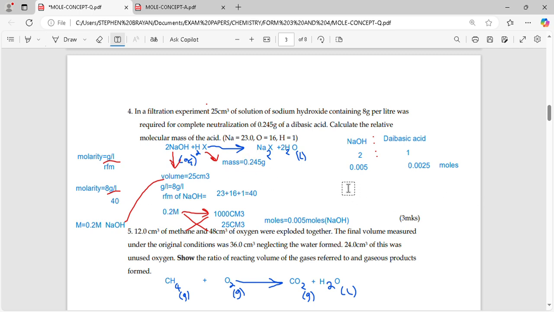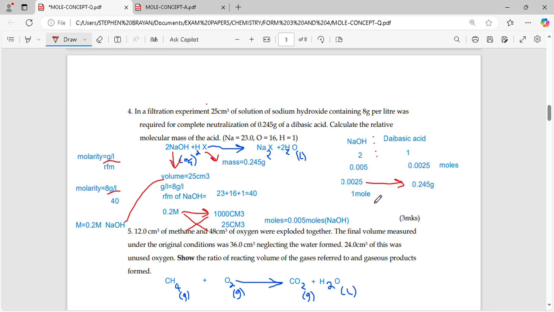So our moles of dibasic acid is 0.0025 moles. Now those number of moles, they are equivalent to what mass? They are equivalent to this mass up here, which is 0.245 grams. Now if these moles are equivalent to these grams, and because you want the RFM, then you simply say, what about 1 mole? Then you simply cross multiply.